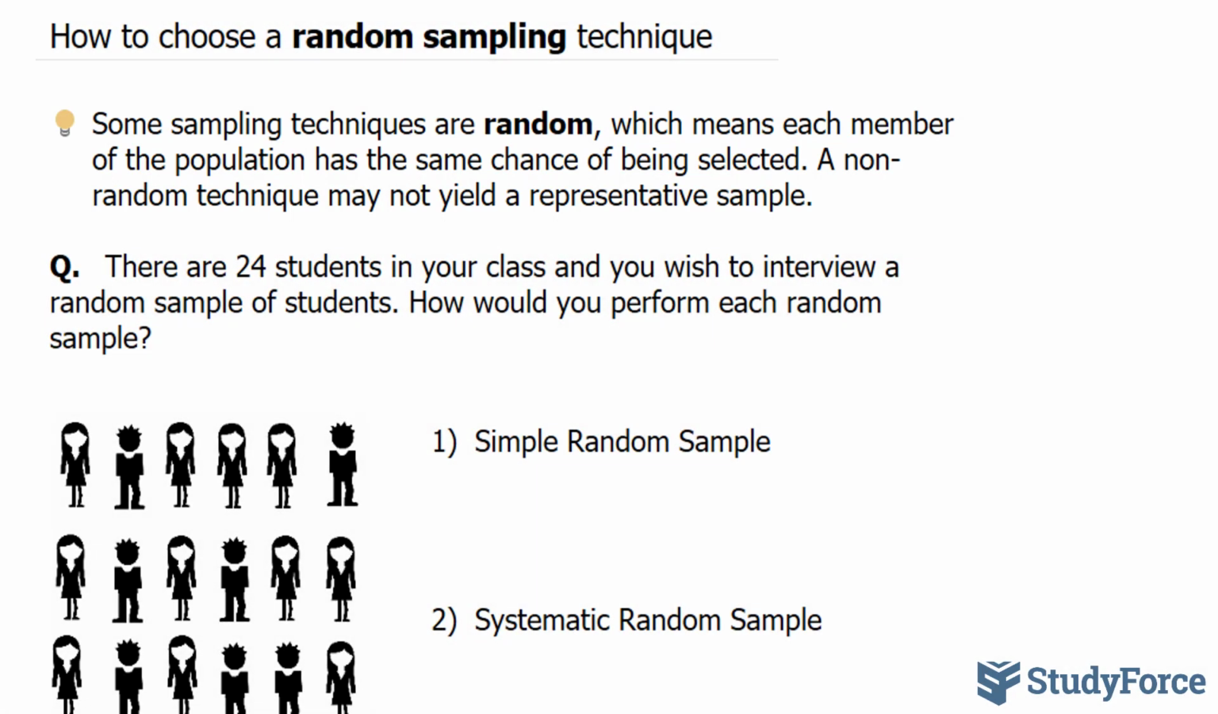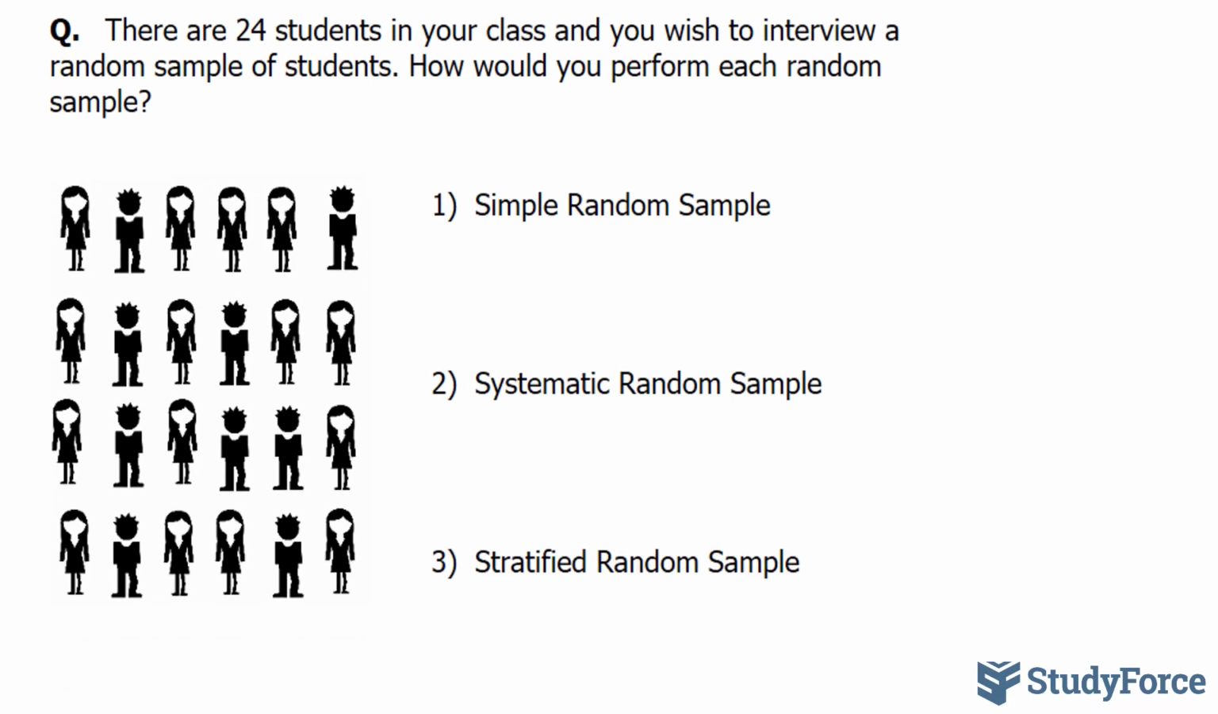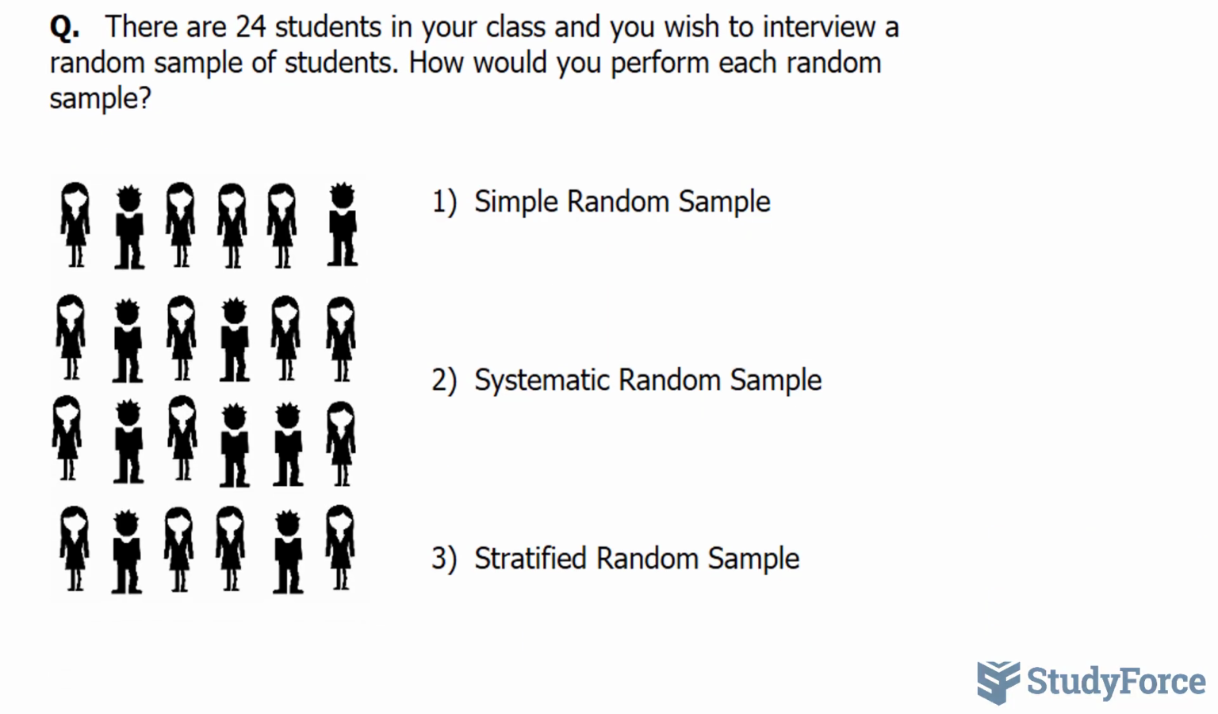The question reads, there are 24 students in your class and you wish to interview a random sample of students. How would you perform each sample? The three random sample techniques that we'll be discussing in this video are the following: simple, systematic, and stratified. The first one we'll discuss is simple random sample.